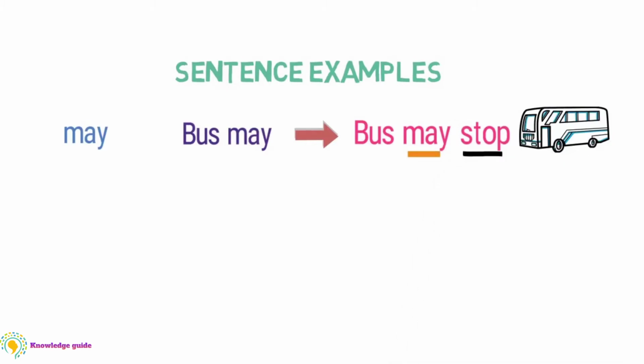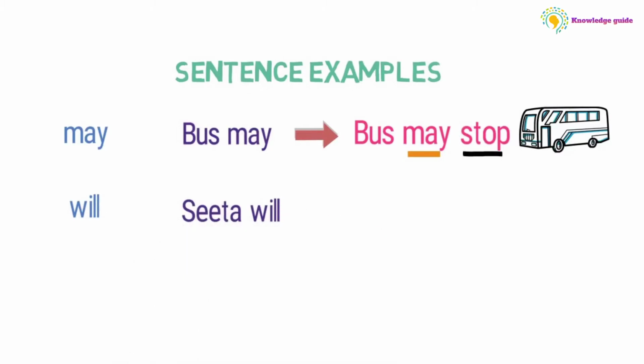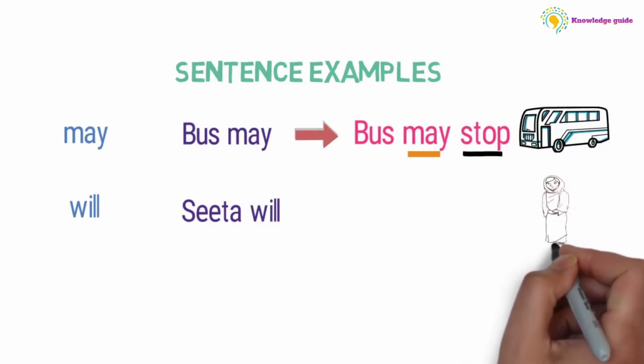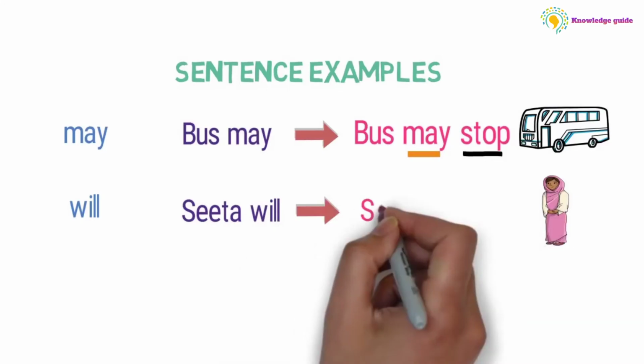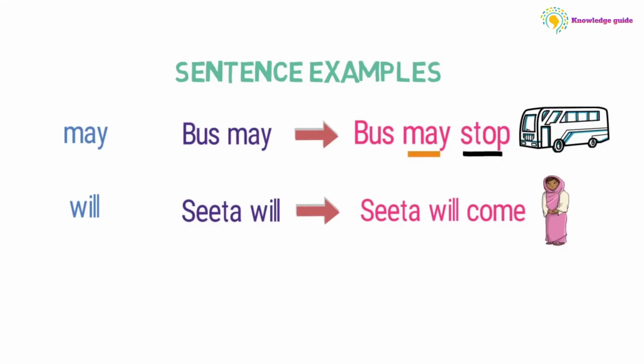Now let's look at another type of verb, will. If we say Sita will, does this sentence give us any meaning or any information about Sita? No, it doesn't. But if we look at the full sentence, Sita will come, here we get the full meaning. We have used come as the main verb and will as the helping verb, which is called an auxiliary verb.